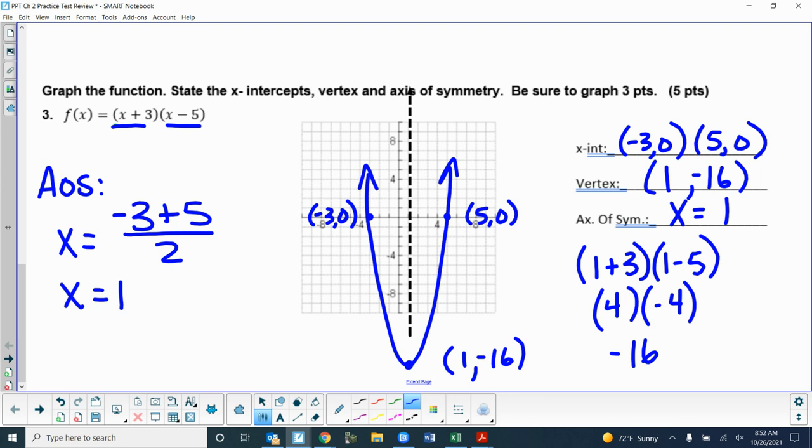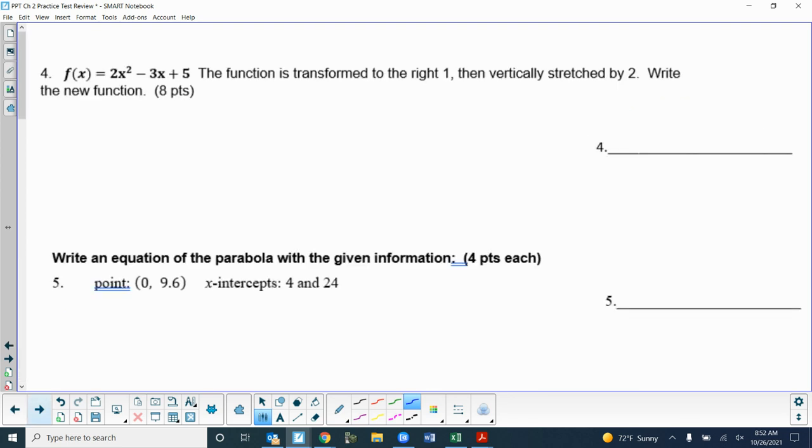All right, number 4. A function is transformed to the right 1, then vertically stretched by 2, write the new function. Okay? So we're changing it to a different function. We're doing a transformation. All right, so right is horizontal. So which variable am I working on? The y or the x when it's horizontal? The x. I'm going right 1. When it's horizontal, remember we write it opposite of what we think. Right 1, we're thinking plus 1, but actually we got to do what?